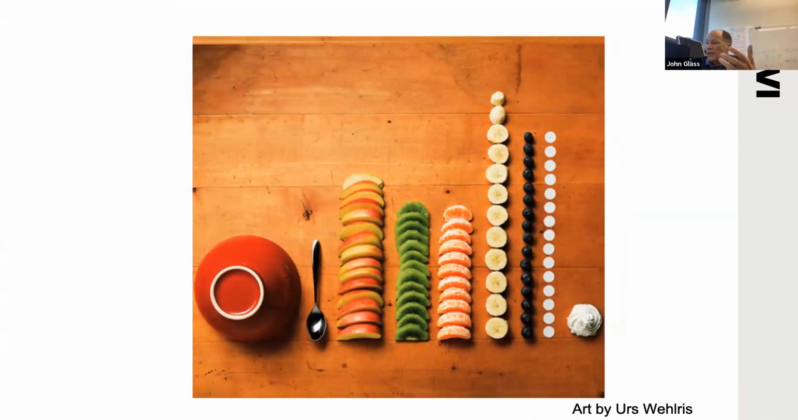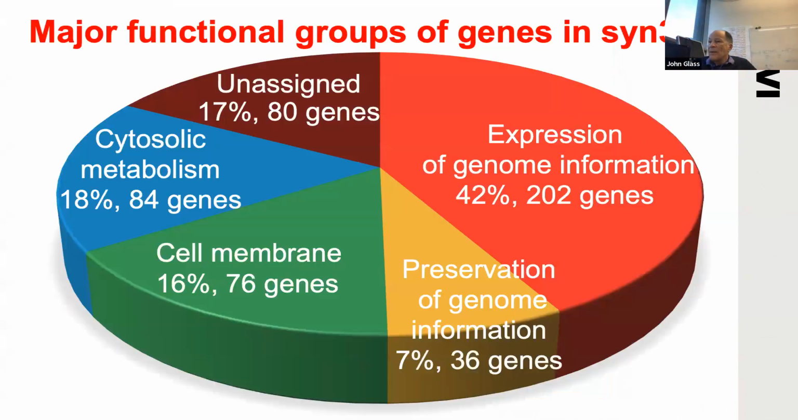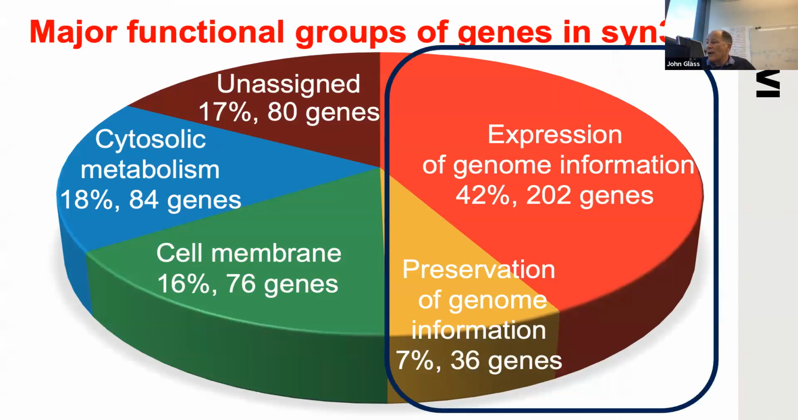This is what we want to do, take the salad apart and see what's in it. And so when we look at the genes in the minimal cell 3.0, about half of them are involved in the central dogma of biology: expression of genome information to make proteins and messenger RNA, and preservation of genome information to maintain and replicate DNA.